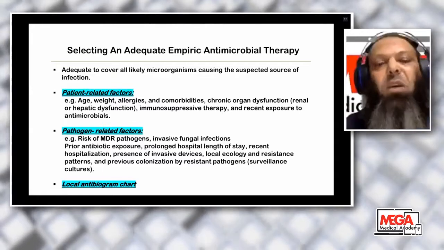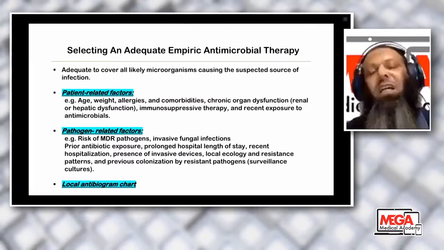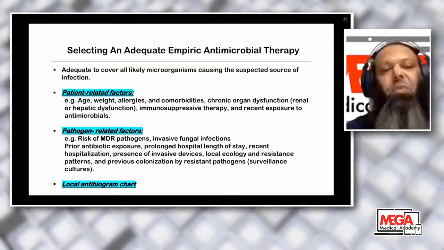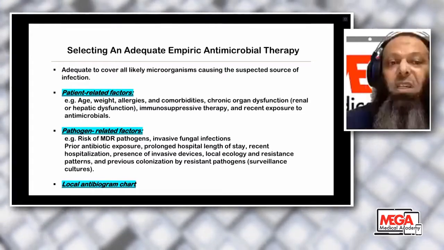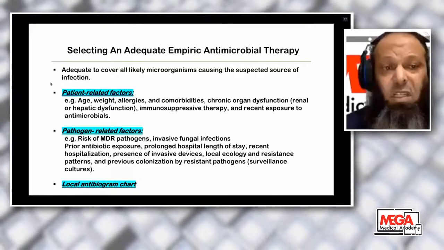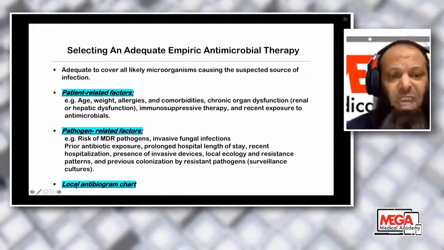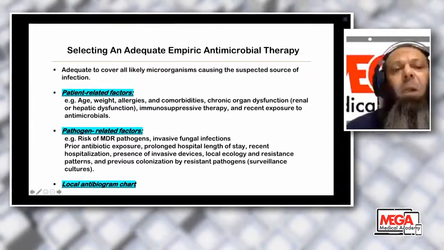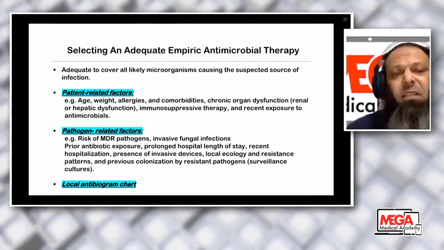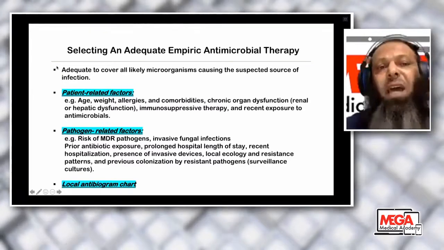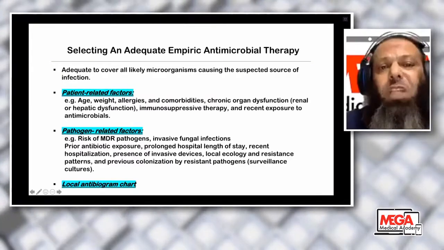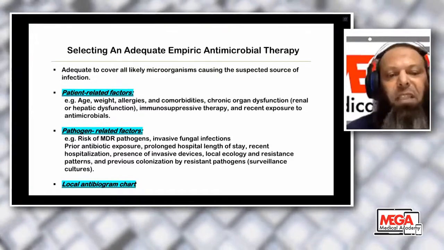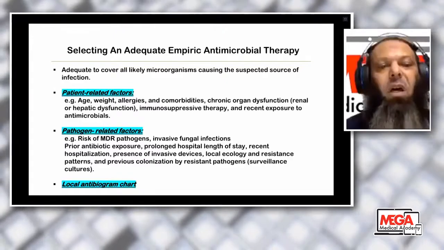So if you are facing a patient or host that is immune compromised, you should think about your antibiotics to cover the most likely organisms. We group it into three major important factors that can help to choose adequately the empiric antimicrobial therapy in sepsis: patient-related factors, pathogen-related factors, and local antibiogram chart.